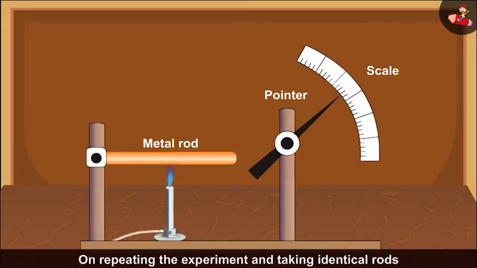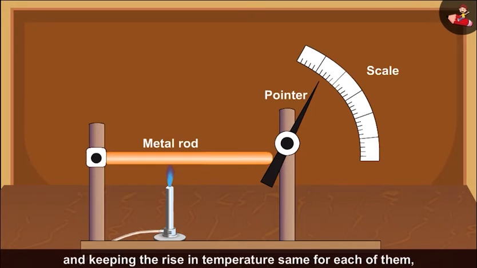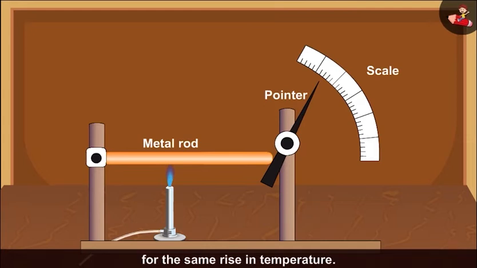On repeating the experiment and taking identical rods of different metals like copper, aluminium, etc. and keeping the rise in temperature same for each of them, the deflection of the needle will be found different. This shows that different metals expand differently for the same rise in temperature.